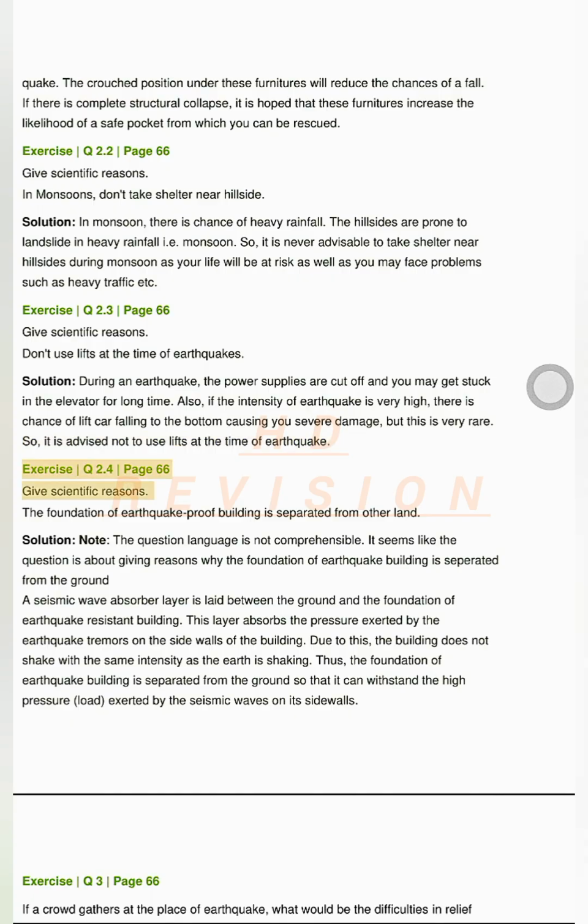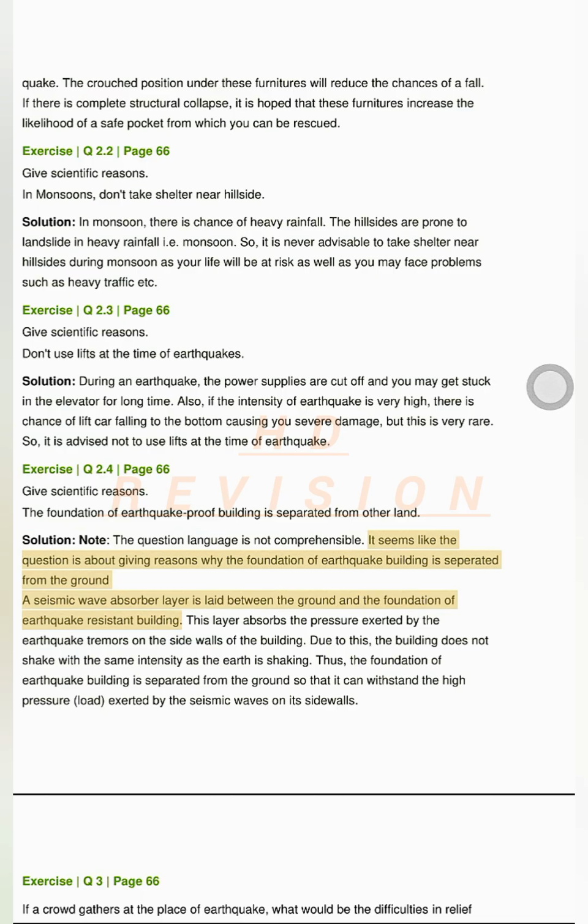Exercise Q2.4, page 66. Give scientific reasons. The foundation of earthquake-proof building is separated from other land. Solution. Note, the question language is not comprehensible. It seems like the question is about giving reasons why the foundation of earthquake building is separated from the ground.